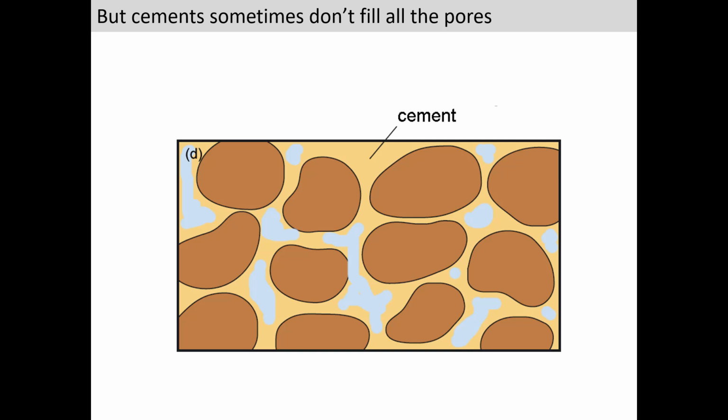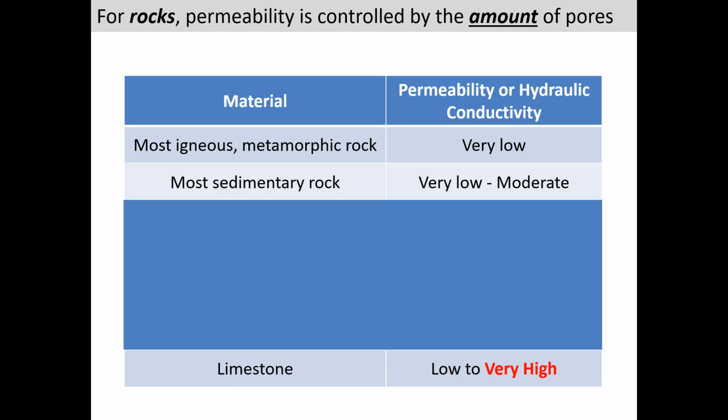So sedimentary rocks, in contrast to plutonic, igneous, and metamorphic rocks, typically have a fair amount of primary porosity, which then gives them a relatively higher permeability compared to plutonic, igneous, or metamorphic rocks. So for rocks, the permeability is not controlled so much by the size of the pores, but by the amount of pore space available. So in general then, most igneous and metamorphic rocks, especially plutonic igneous rocks, have very, very low porosity and therefore very low permeability or hydraulic conductivity.